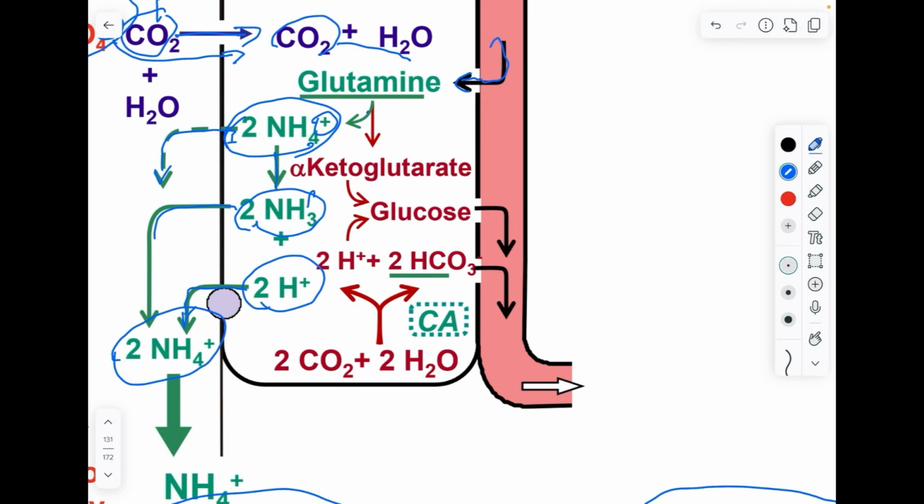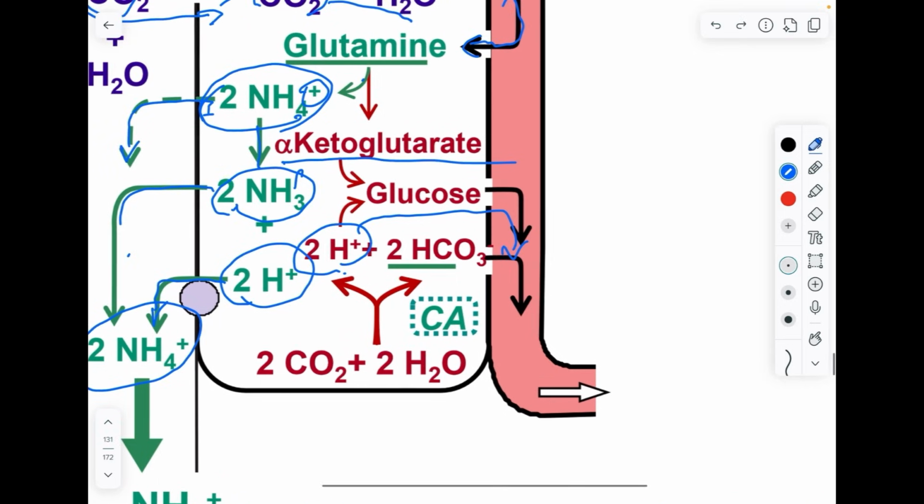Okay, now glutamine gave us this, okay? What else did it give us? Alpha ketoglutarate. Alpha ketoglutarate with H+ binds H+ to become glucose and it goes into the cell. But that H+ came from where? It didn't come here like this. It actually came from this reaction that we all know and we have seen multiple times. This CO2 was produced in the cell.